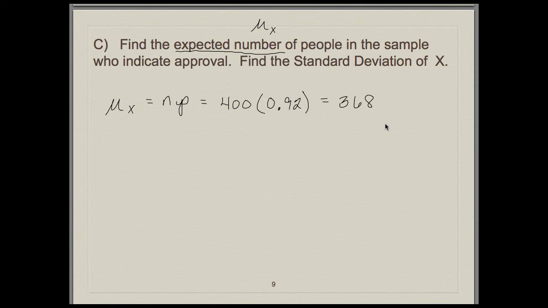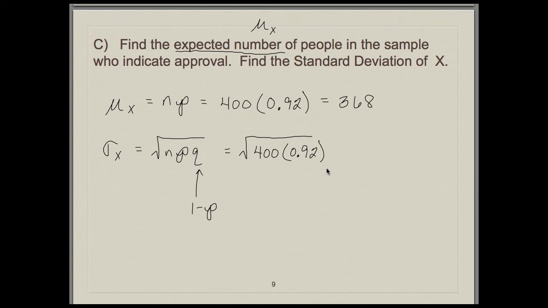Now the standard deviation, remember that was the other formula we looked at. That's the square root of n times p times q, okay, where q is really just 1 minus p. So we have the big square root of 400 times p, which is 0.92. That makes, of course, q, our probability of failure, 0.08. So if you go ahead and number crunch that, that gives us a standard deviation of about 5.426.